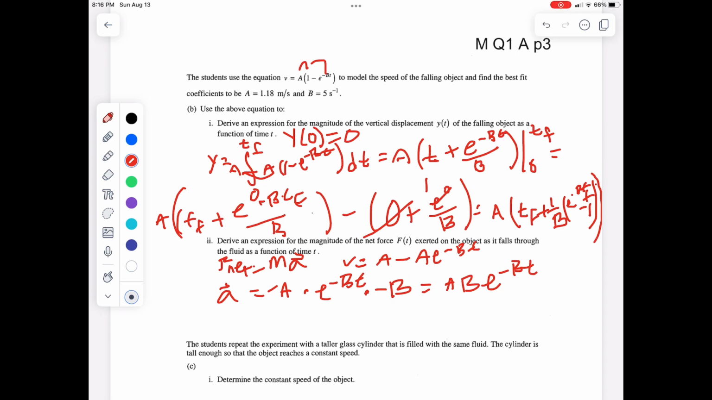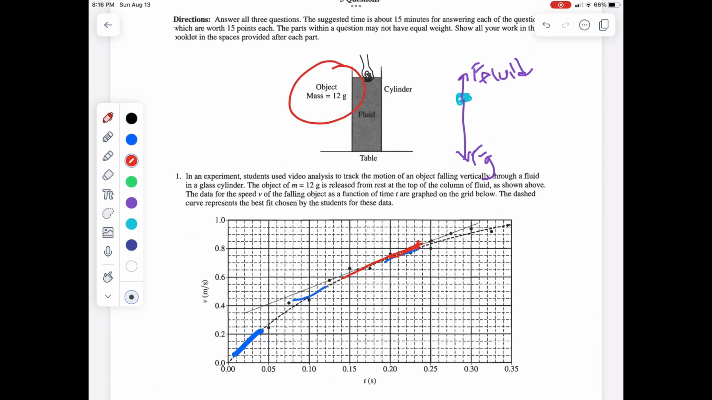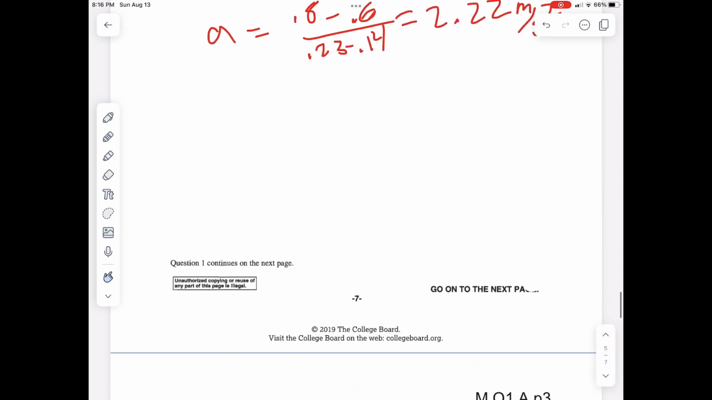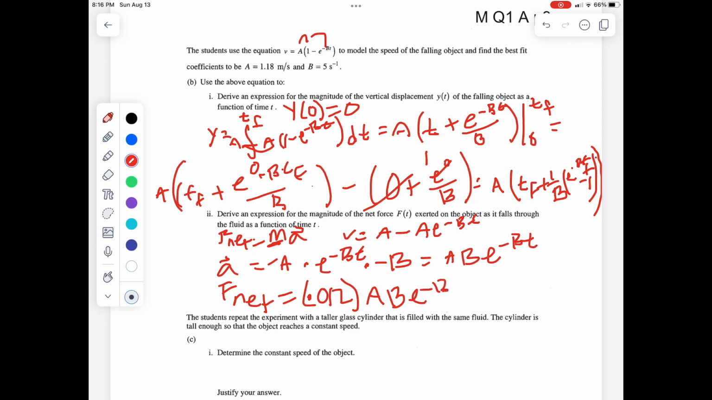So then I just have to add my mass in. But I'm going to be careful with this, because we were given our mass in grams. And so we always want to make sure that we're using our standard units, which is kilograms for this, because 1 Newton is a kilogram meters per second squared. So I'm going to say that my F net is equal to 0.012, that's just converting 12 grams to kilograms, times a e to the negative bt. All right, and we're done with part B now.